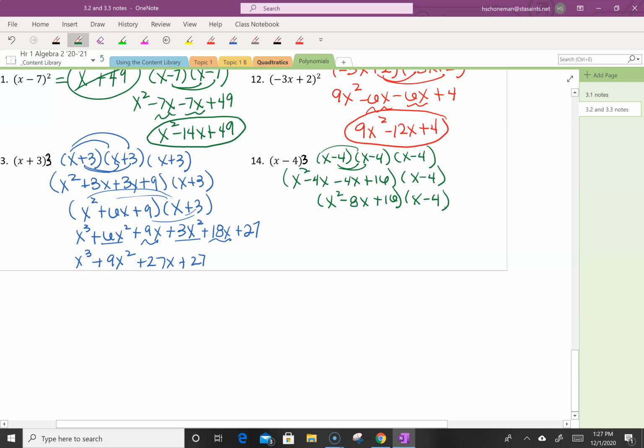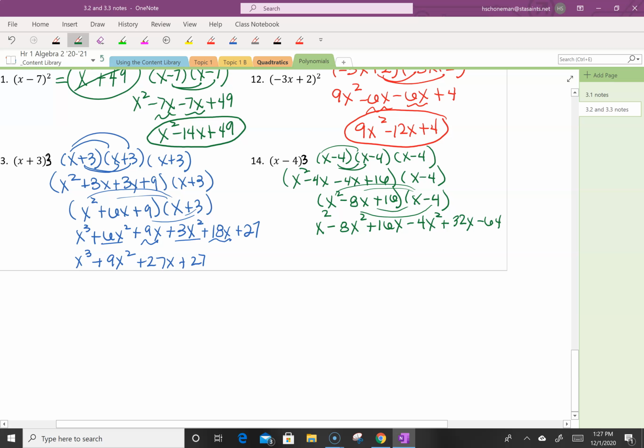Now you can multiply by the third one. Multiply everything by x. X cubed minus 8x squared plus 16x. Now multiply by negative 4. Negative 4x squared plus 32x and then minus 64.